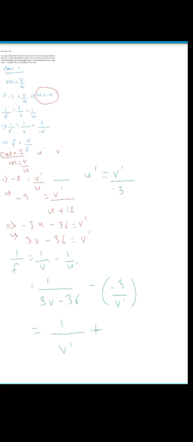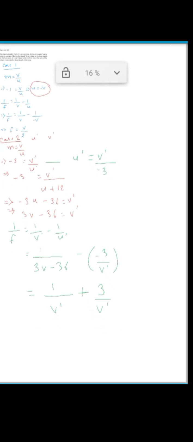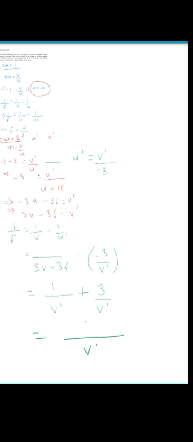So 1 by v dash plus 3 by v dash is equal to 1 by f. I hope it is clear. So if you solve it, you are going to get 4 by v dash is equal to 1 by f. Now let's relate the previous value which we got and the value of v dash which we have got in this second case. We are going to equate them and find the expression for the focal length.